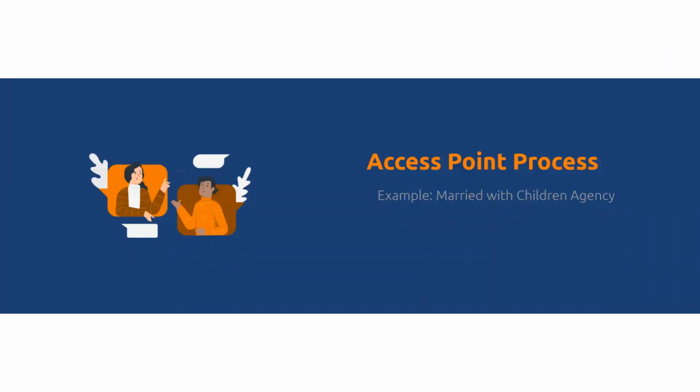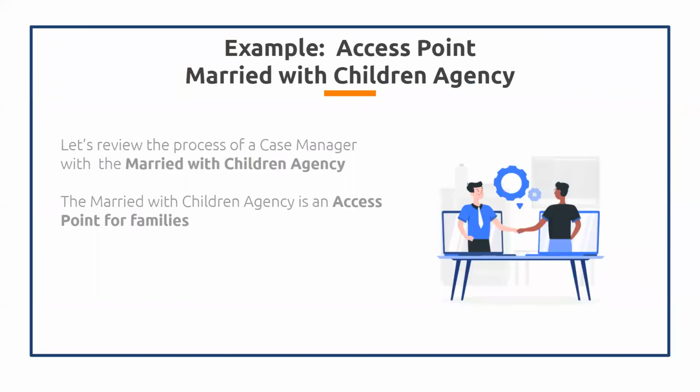So let's review the process of the access points, which are the agencies that connect the clients to CES and send them to the community queue. Let's suppose Al Bundy, who is the head of household of the Bundy family, reaches out to the Married with Children agency for assistance. And let's suppose I am a case manager with the Married with Children agency, which is an access point who works only with families. So my goal as the case manager is to help Mr. Bundy assess how vulnerable the family is and refer them to the community queue.